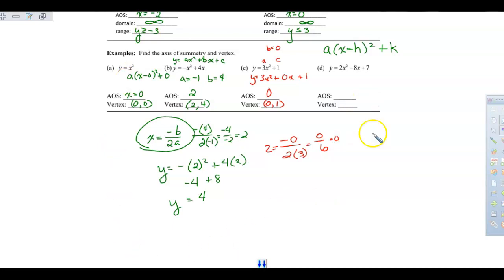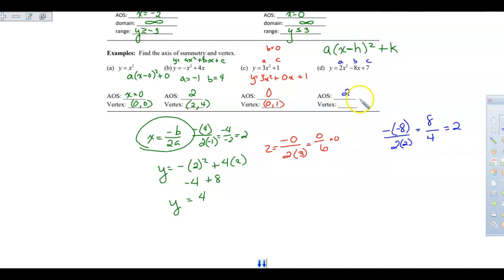And my last one, I have y equals 2x squared minus 8x plus 7. There's my A, there's my B, and there's my C. And so I'm going to have the opposite of B. So the opposite of negative 8 is positive 8, and 2 times a is 4. 8 divided by 4 is 2. So my axis of symmetry is at 2.